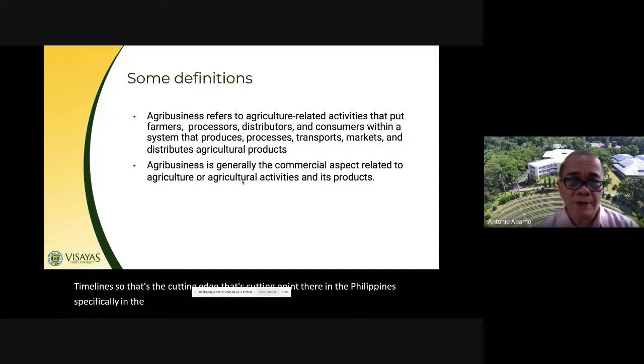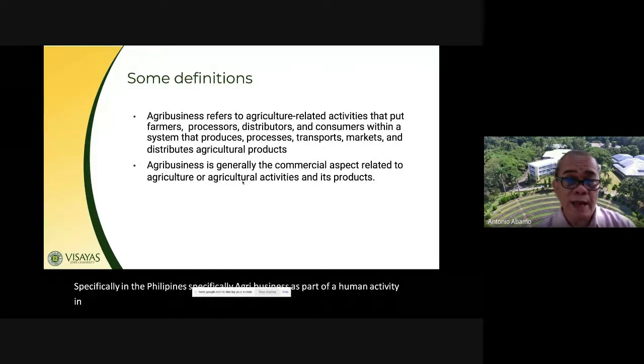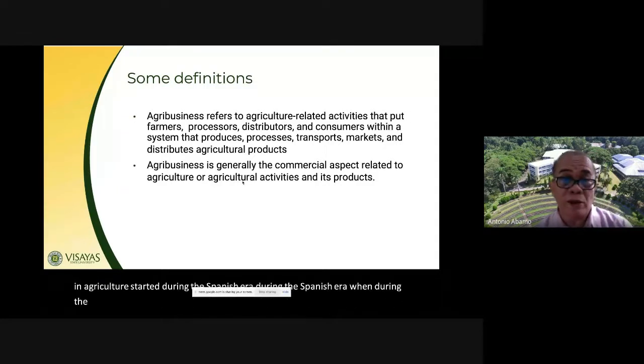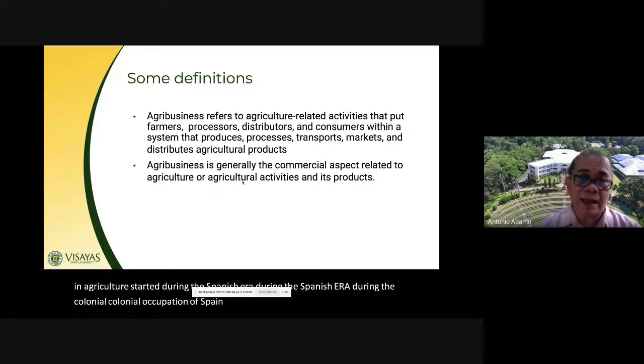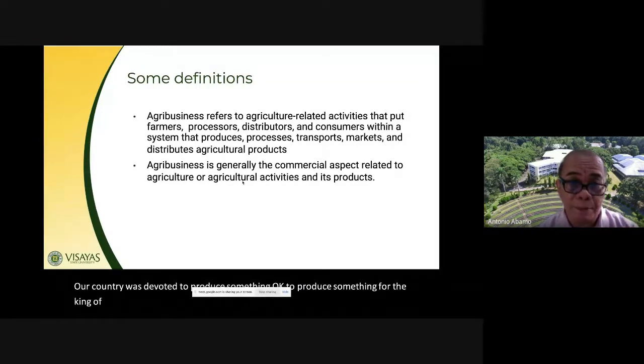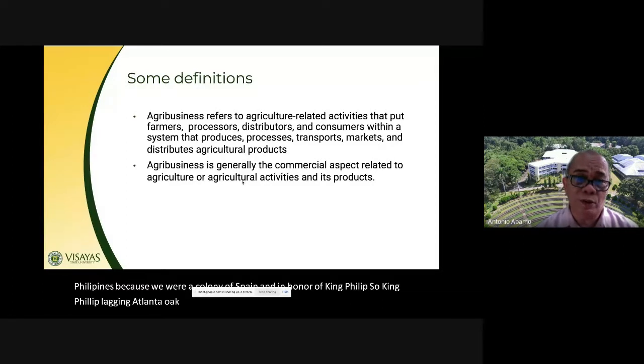In the Philippines specifically, agribusiness as part of human activity in agriculture started during the Spanish era. During the colonial occupation of Spain, our country was devoted to producing something for the King of Spain. We were named the Philippines because we were a colony of Spain, in honor of King Philip.